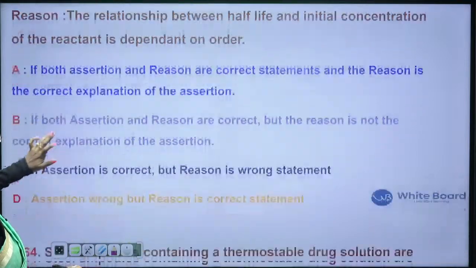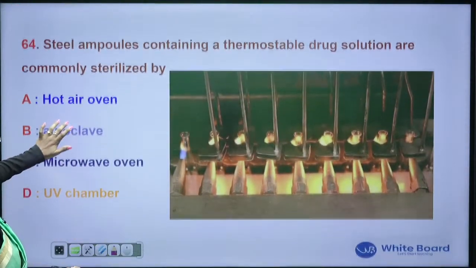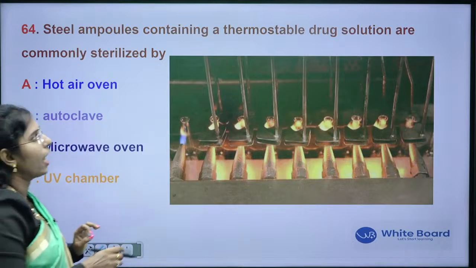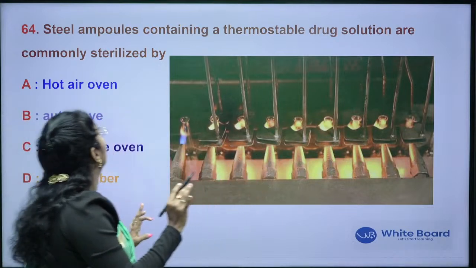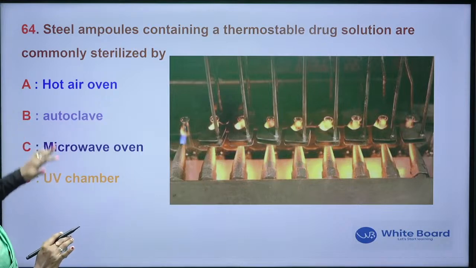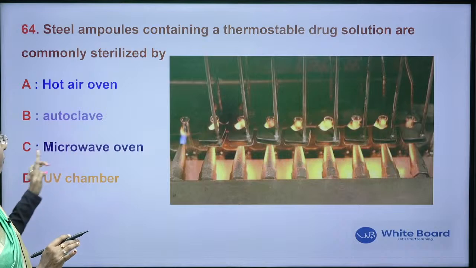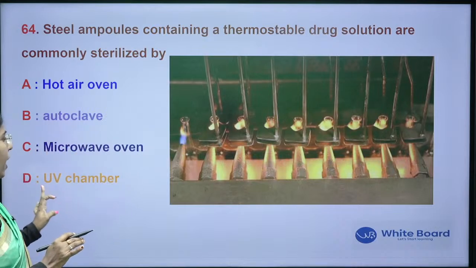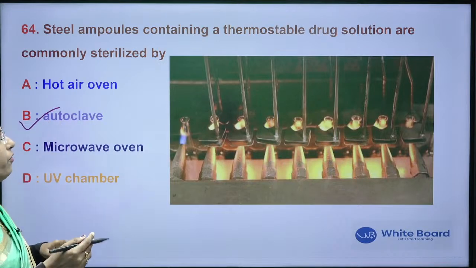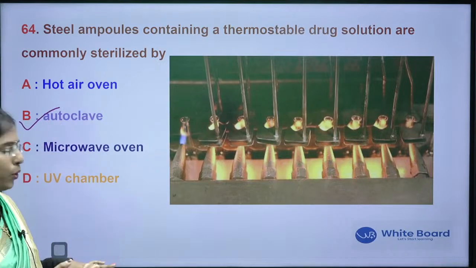Coming to the next question, 64. Steel ampoules containing a thermostable drug solution are commonly sterilized by, and here they have given 4 options: hot air oven, autoclave, microwave oven, and UV chamber. The correct answer is autoclave. By using an autoclave, we will be sterilizing these steel ampoules.